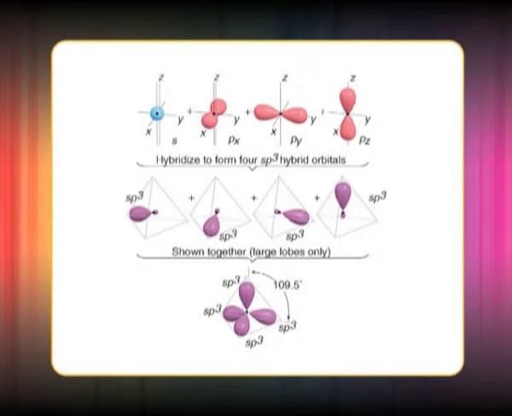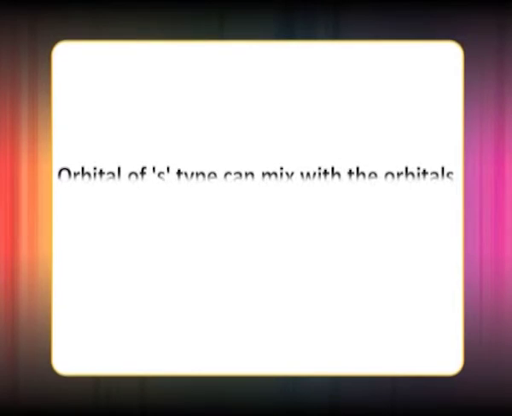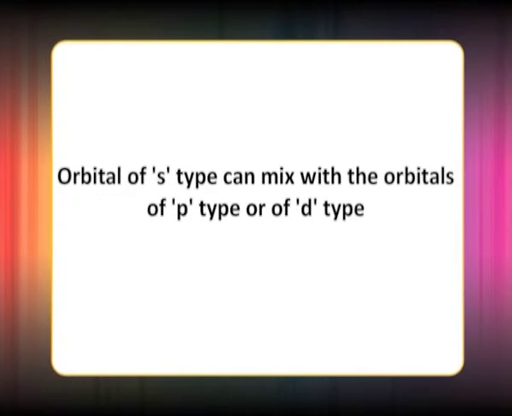During hybridization, the atomic orbitals with different characteristics are mixed with each other. Hence, there is no meaning of hybridization between the same type of orbitals. That is, mixing of two s orbitals or two p orbitals is not called hybridization. However, orbitals of s type can mix with the orbitals of p type or of d type.